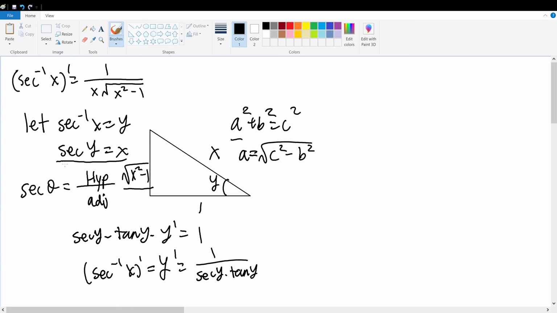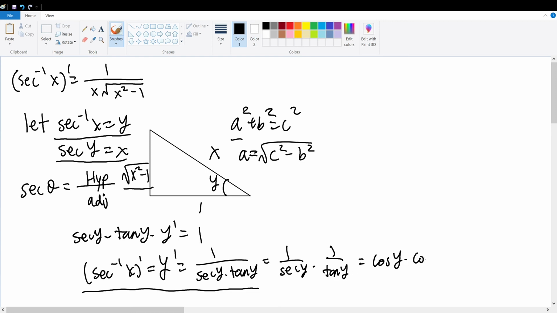And the reason for this is because we previously assumed the inverse of secant x to be equal to y. Therefore, if we take the derivative on both sides, the inverse of secant x's derivative will be equal to y prime, hence making this equation true. And now we can break up the fraction to be equal to 1 over secant of y times 1 over tangent of y, which is then equal to cosine of y times cotangent of y.